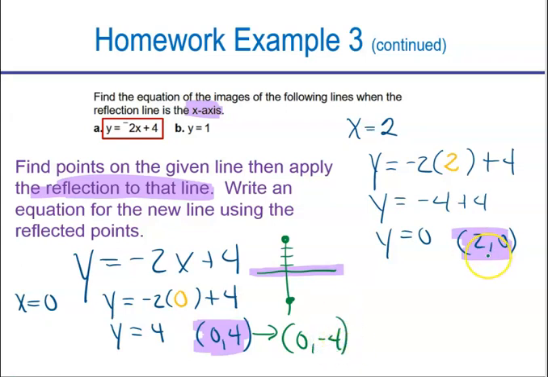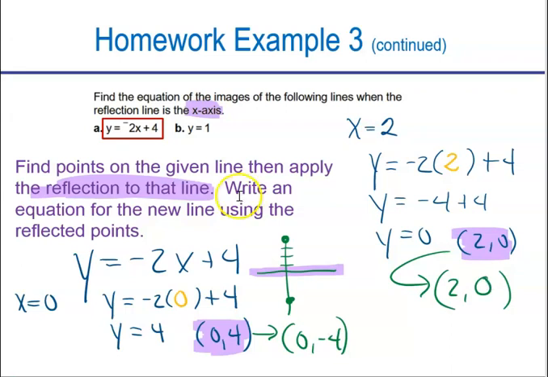So same thing is going to happen here. When I reflect through the x-axis, the y-coordinate goes opposite. So the opposite of 0 is still 0, right? Is that okay? Absolutely. Okay, so we now have the points (0, negative 4) and (2, 0).